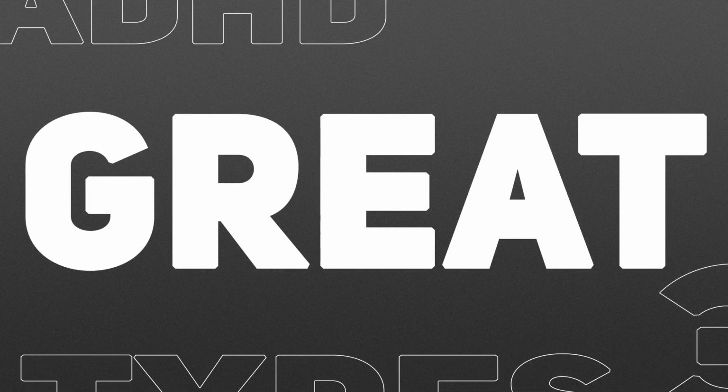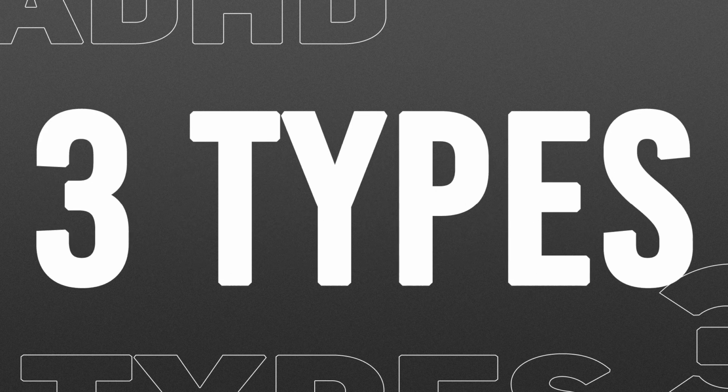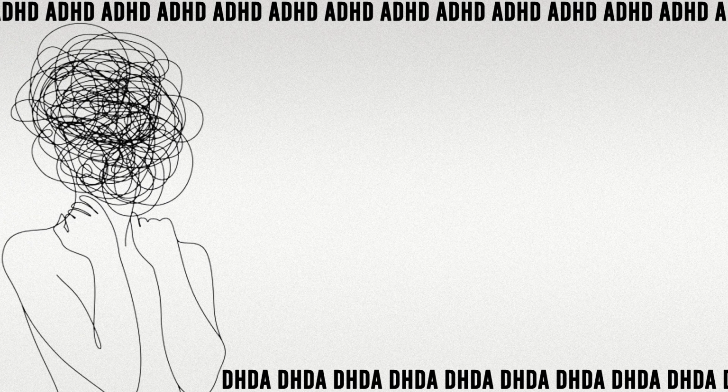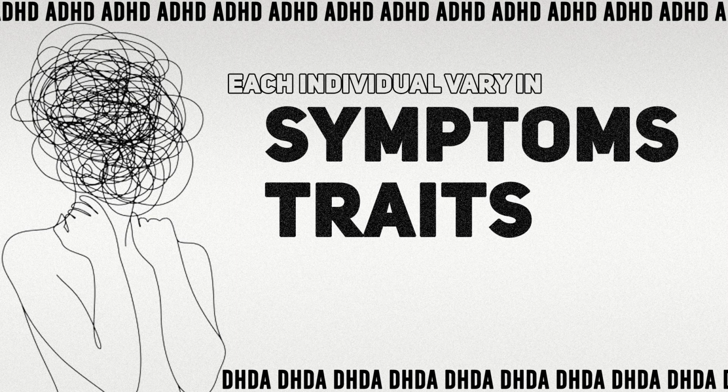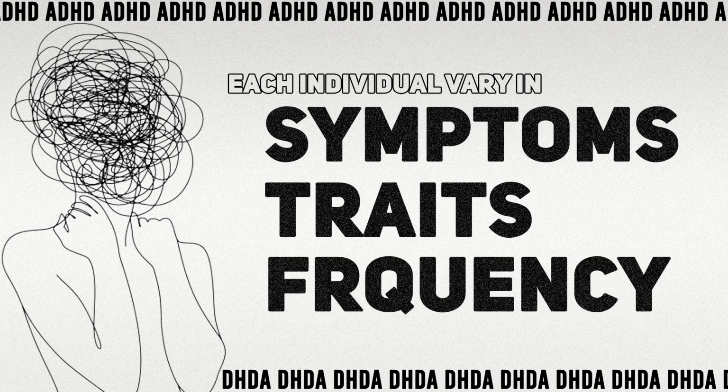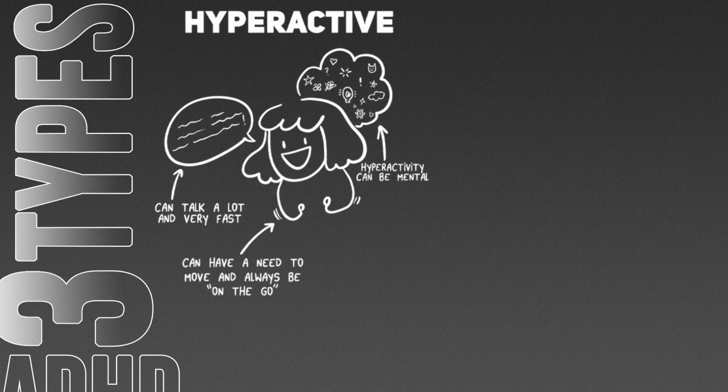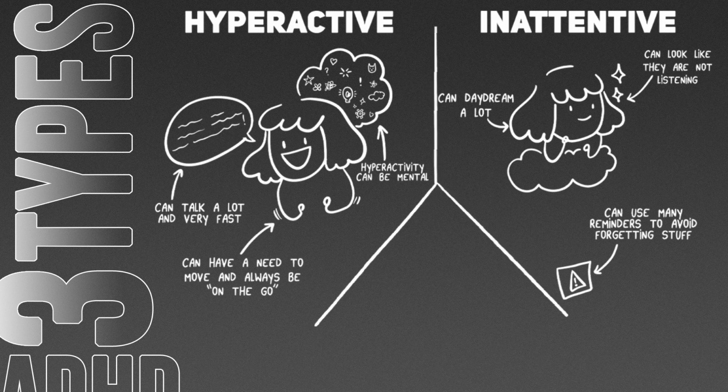Great! Now that you know more about ADHD, did you know that it has 3 types? In the field of ADHD, each individual's conditions vary in symptoms, traits, and frequency that stand out, which affects the individual's life in various ways. These conditions were grouped into the 3 types of ADHD: the hyperactive impulsive type, the inattentive type, and lastly, the combined type.